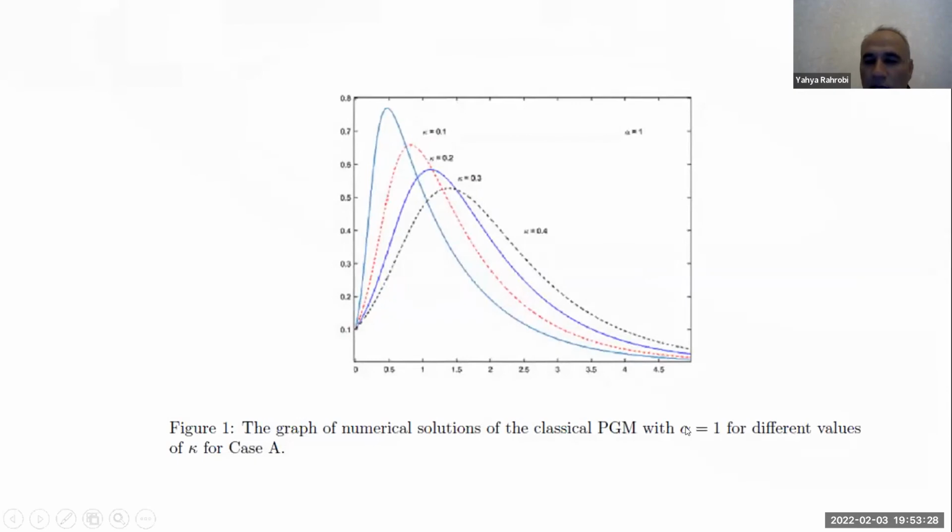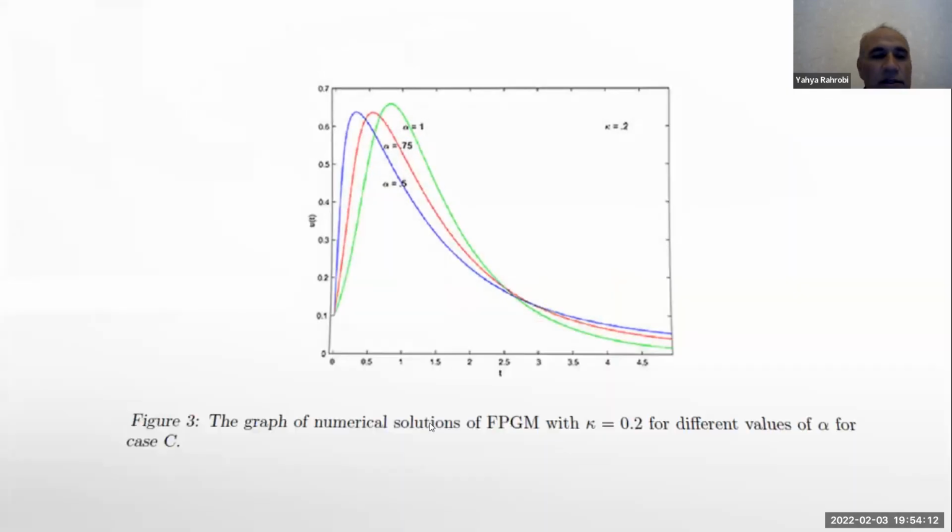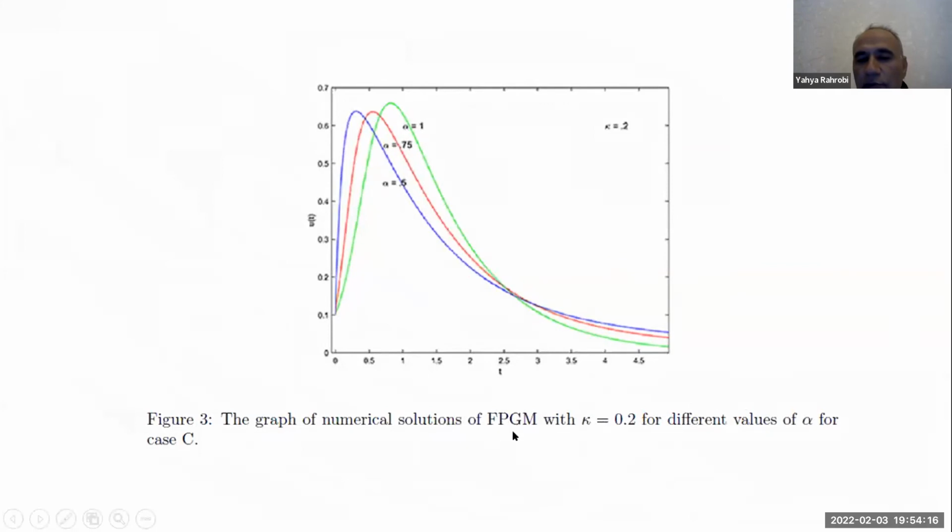Figure 2, the graph of the numerical solution of FPGM with alpha equal to 1.2 for different values of kappa for case B. Alpha is constant 0.5, but with different values of kappa: 0.1, 2, 3, 4, 5. Figure 3, the graph of the numerical solution of FPGM with kappa equal to 0.2 for different values of alpha for case C.